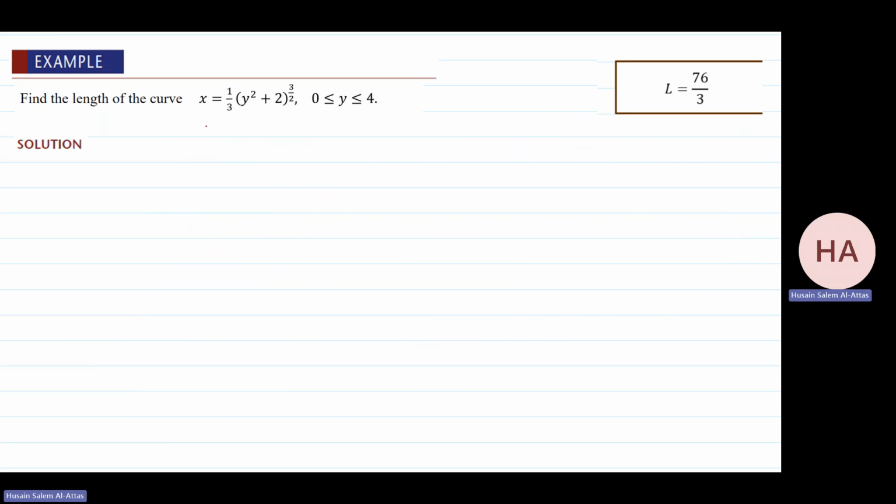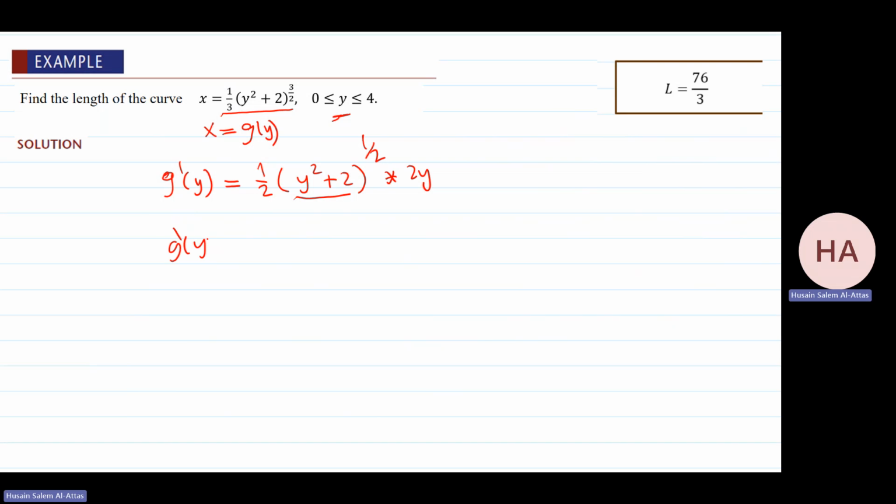Now it's in terms of x equal to a function of y. I'll do the same. So I have, this is g of y. I will do g prime of y. And now the y values. I have the y values. So everything is ready. G prime of y will be what? Half y squared plus 2 to the power 3 over 2. That will be half, y squared plus 2 to the power half, times the derivative of this, which is 2y.